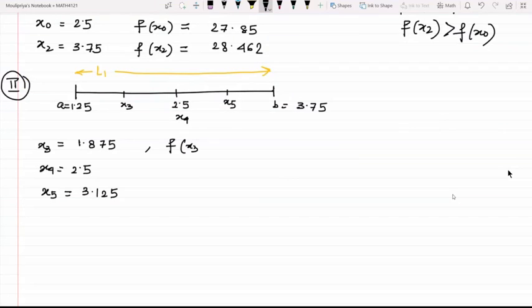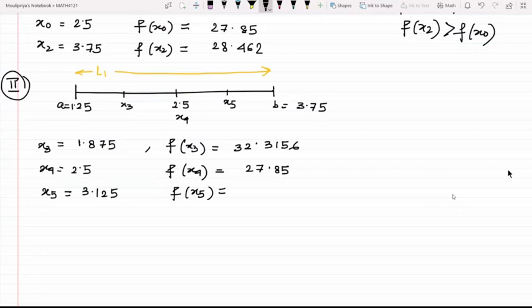So we would be calculating f of x3. What is f of x3? It's precisely 32.3156. F of x4, which is 27.85. F of x5, which is 27.0456. Am I okay with the calculations?